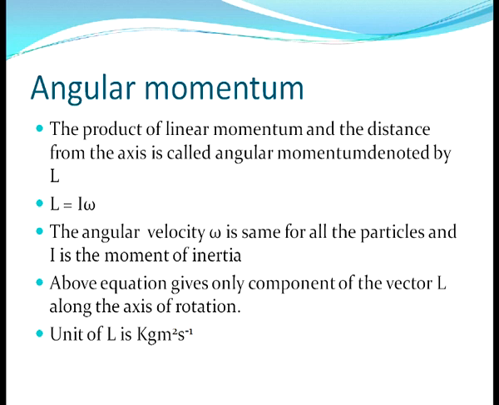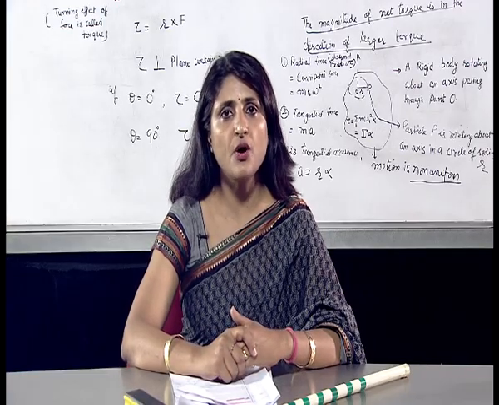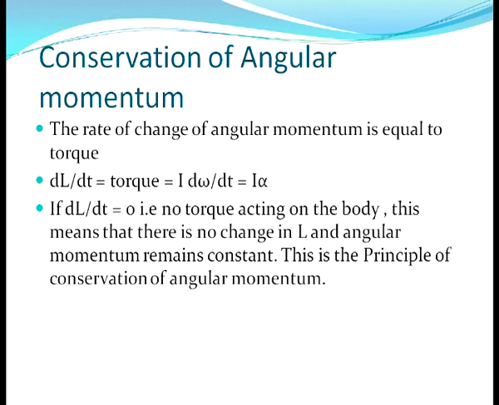L is equal to I omega, where omega is the angular velocity and I is the moment of inertia. The angular velocity omega is the same for all the particles. The above equation gives only the component of vector L along the axis of rotation. The unit of angular momentum is kilogram meter square per second. Let's talk about the conservation of angular momentum. First, we should know that the rate of change of angular momentum is equal to torque. That is, dL by dt is equal to torque.